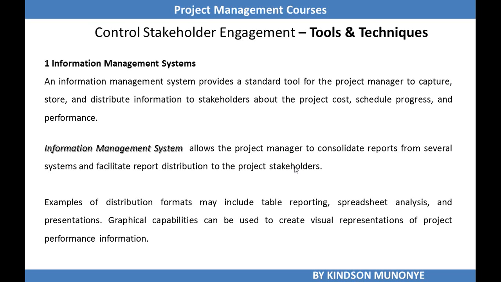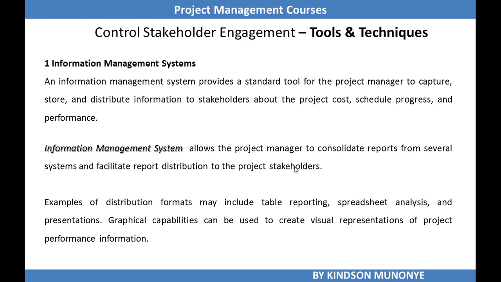An information management system allows the project manager to consolidate reports from several systems and facilitate report distribution to the project stakeholders. So it's actually a system. It's a system that is used to keep information, to distribute it, to store information. Some examples of distribution formats may include table reporting, spreadsheets, analysis, and presentations. Graphical capabilities can be used to create visual representations of project performance information.